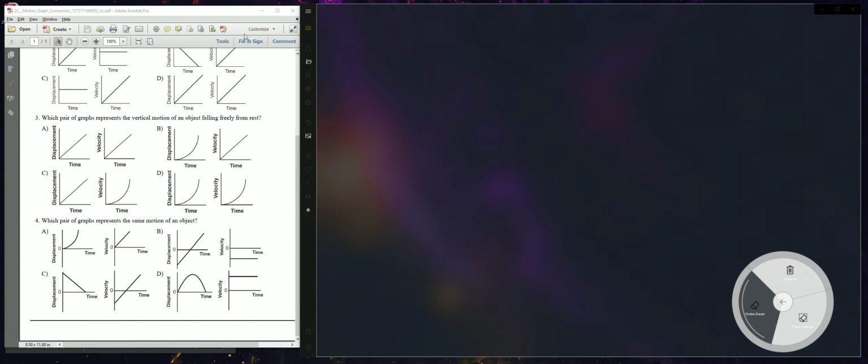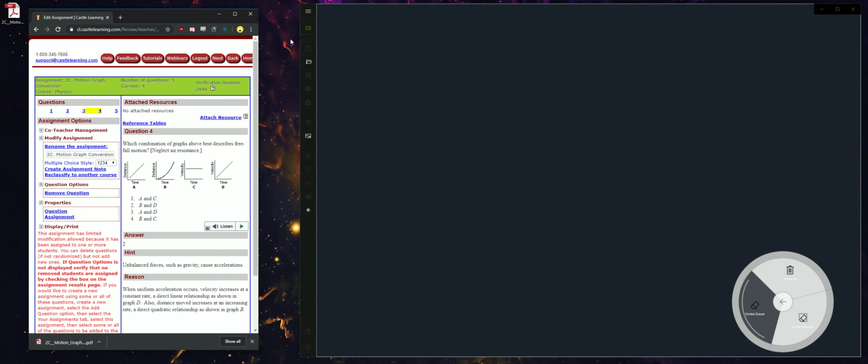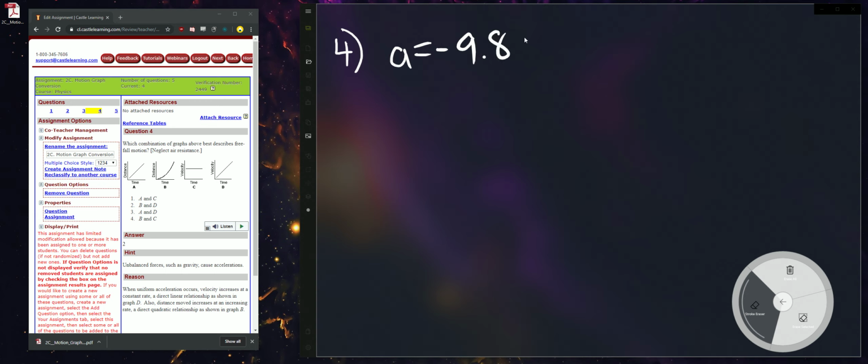Let's do the question that's on Castle Learning, the extra question. So this is question 4 on Castle Learning. Which combination of graphs best describes free fall motion? We know that in free fall, there's a negative acceleration of negative 9.8 meters per second squared. All right.